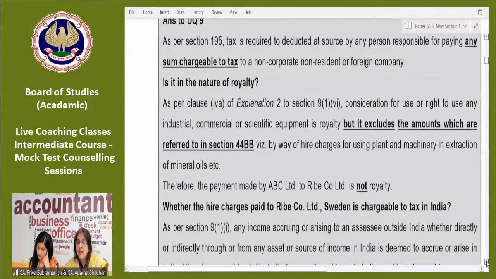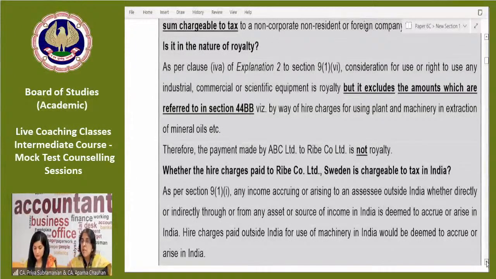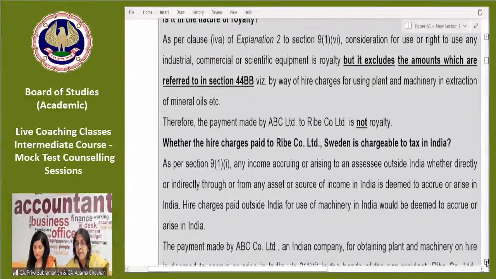9(1)(i), what does it state? Any income accruing or arising to an assessee outside India, whether directly or indirectly, from an asset or source of income in India, is deemed to accrue or arise in India. So if the source of income is in India, any income which accrues or arises to a non-resident is deemed to accrue or arise in India. Since here you're paying hire charges for using the plant and machinery for extracting mineral oils in India, the source of income is in India, and therefore the income is deemed to accrue or arise in the hands of the non-resident foreign company, Right Company Limited, in India.